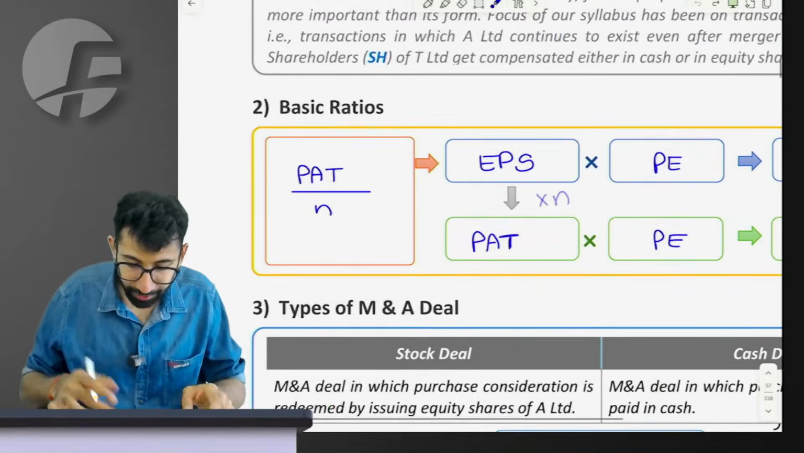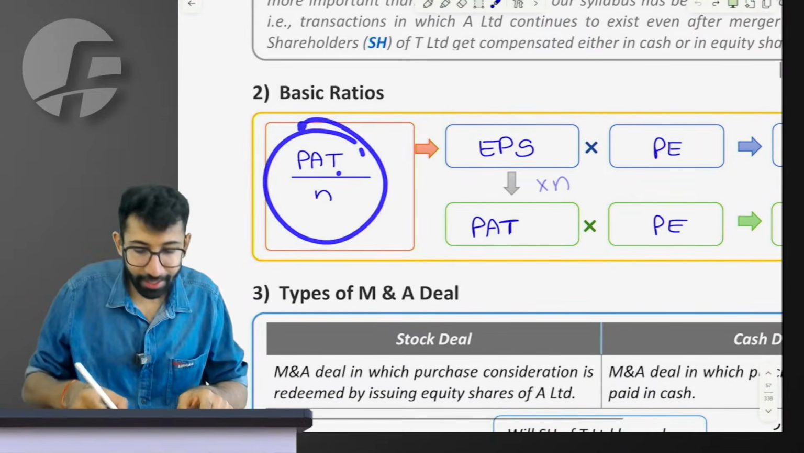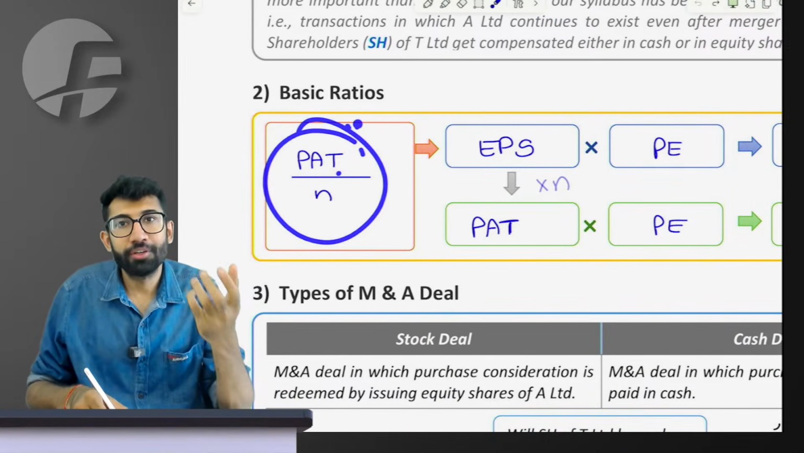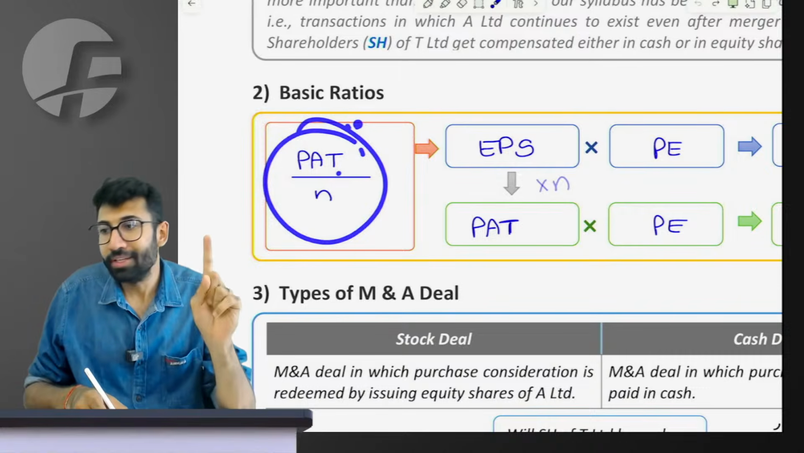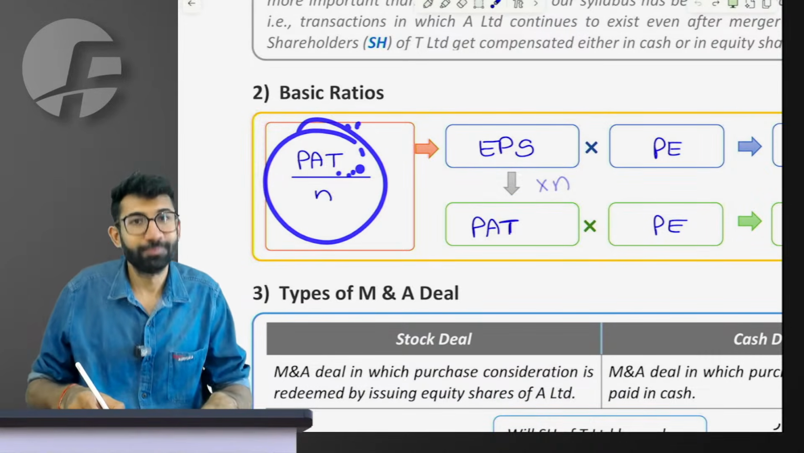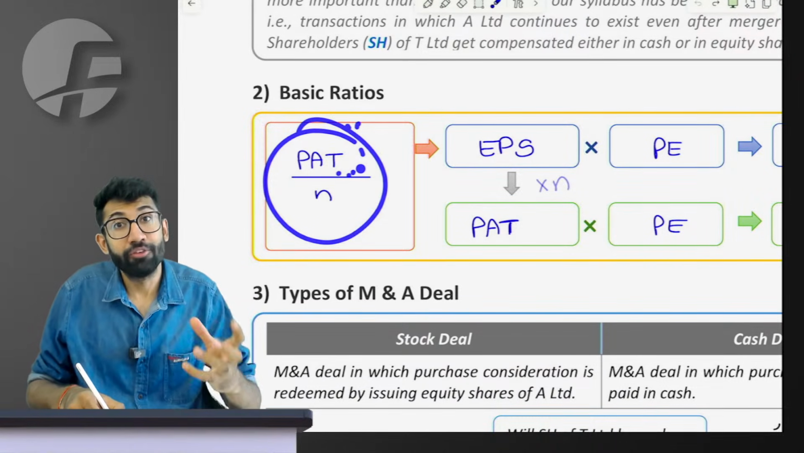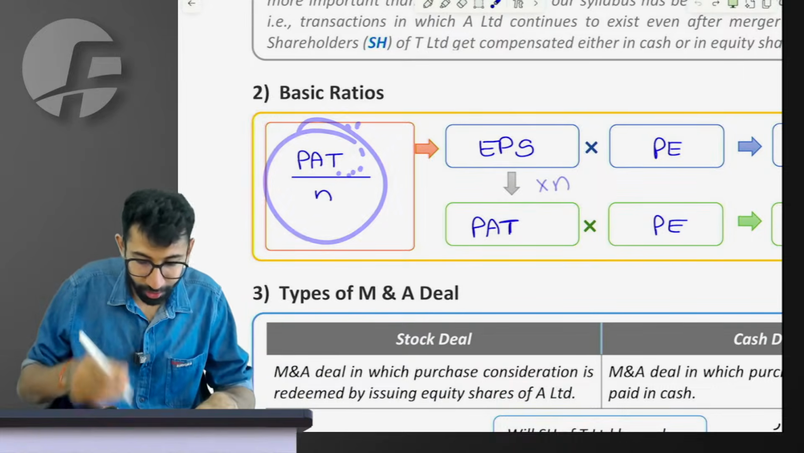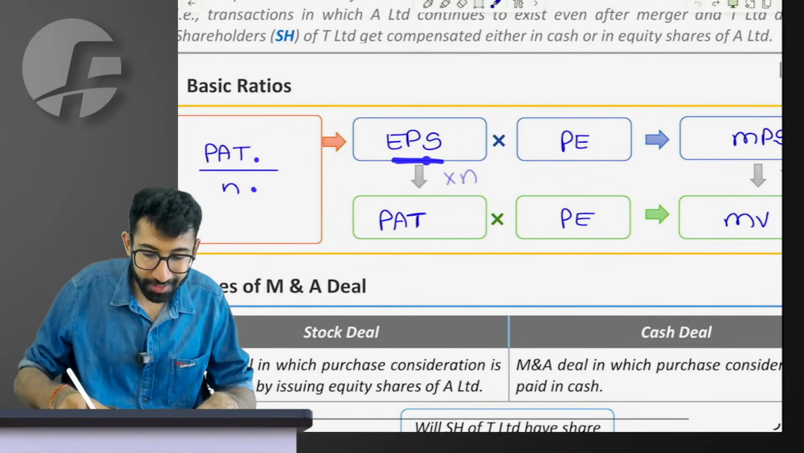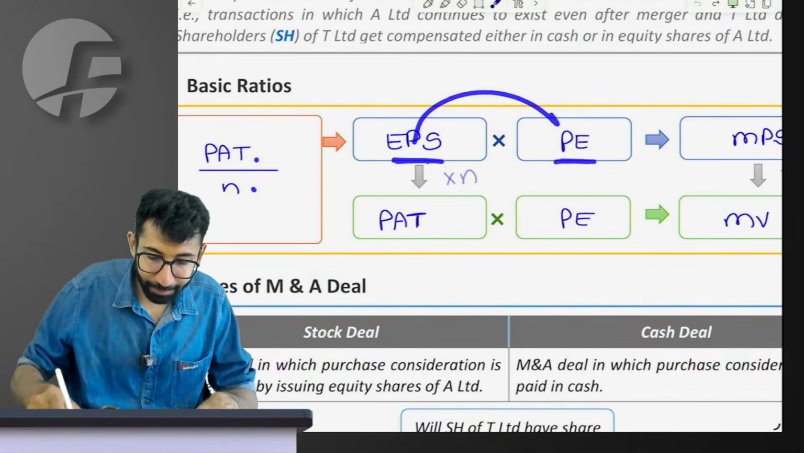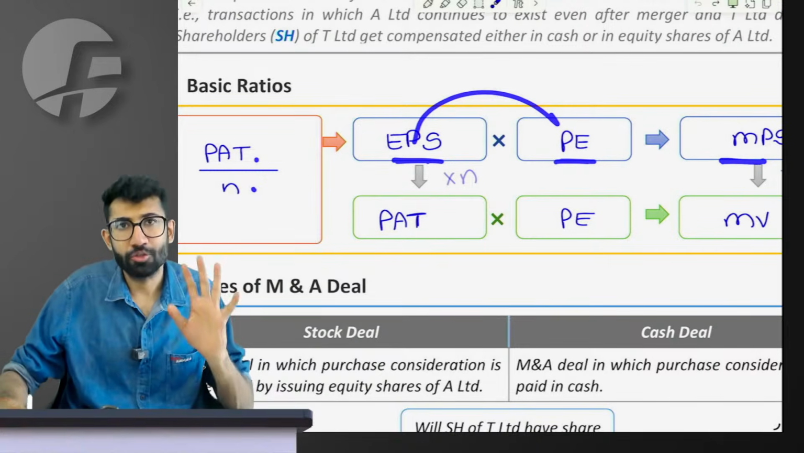Why? Because you will observe that in this entire chapter of M&A, you would rarely find preference shares being part of the capital structure. So PAT divided by number of shares is EPS. EPS multiplied by PE ratio gives me MPS, such a basic ratio.